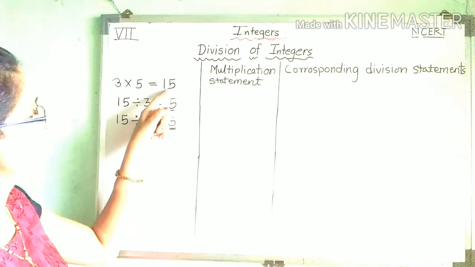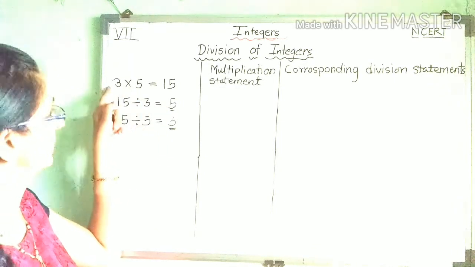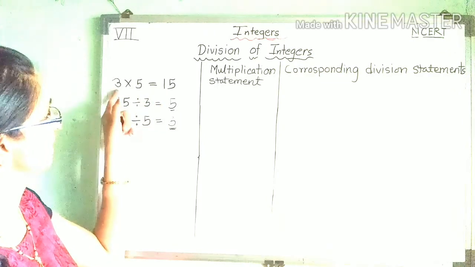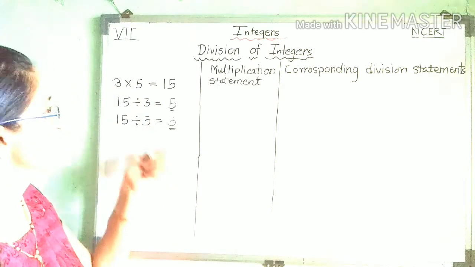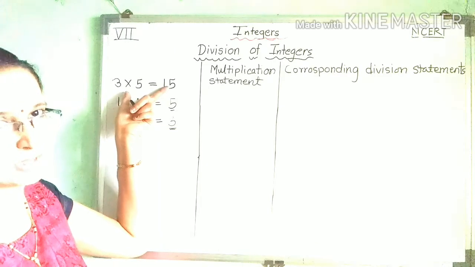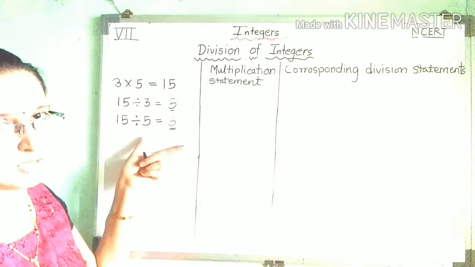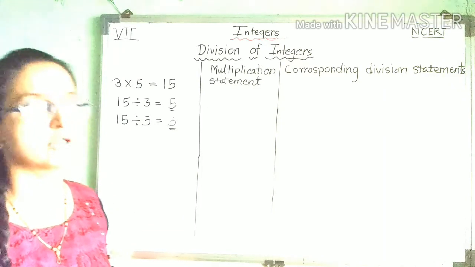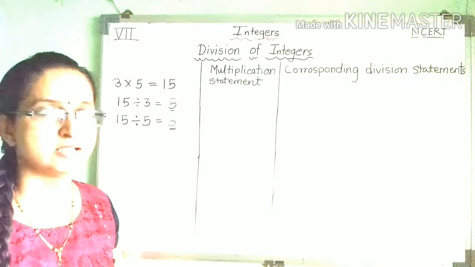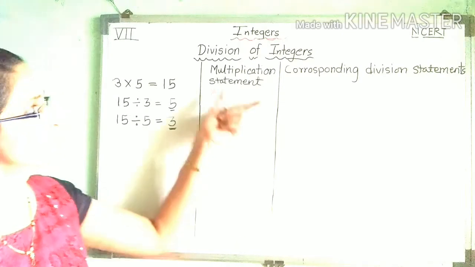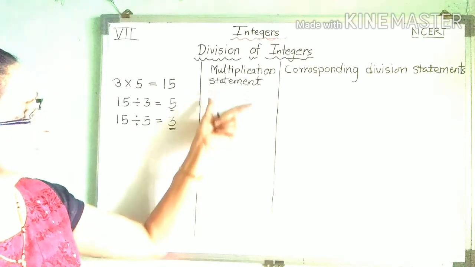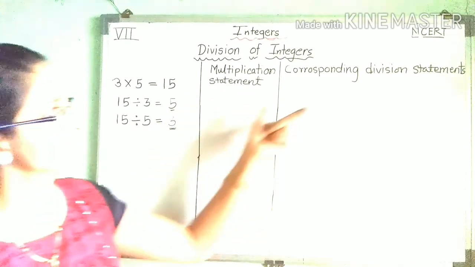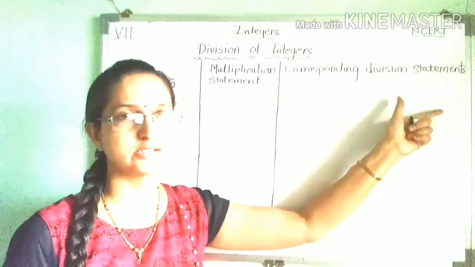5 3s are 15, so the quotient is 3. When I divide 15 by 5, I get 3. When I divide 15 by 3, I get 5. So for this multiplication statement, these two are the corresponding division statements. Is that clear? Now we will see some more examples. I will write multiplication statements and corresponding division statements for these.